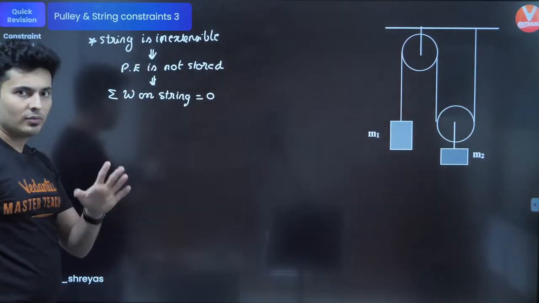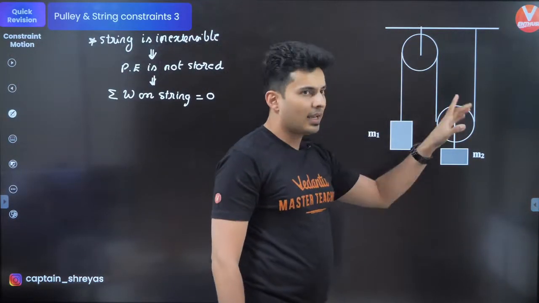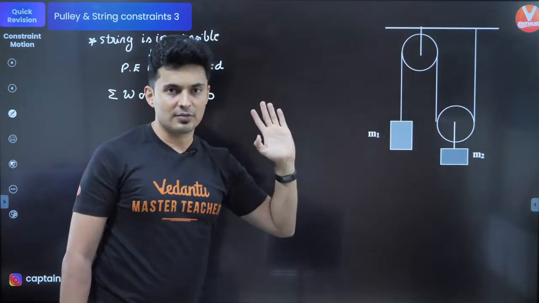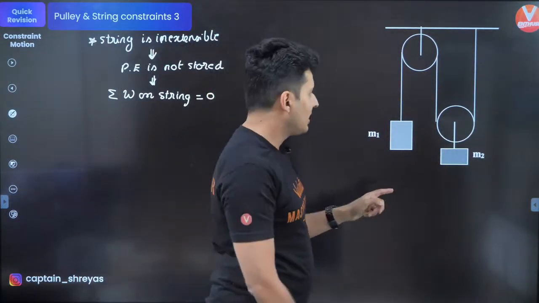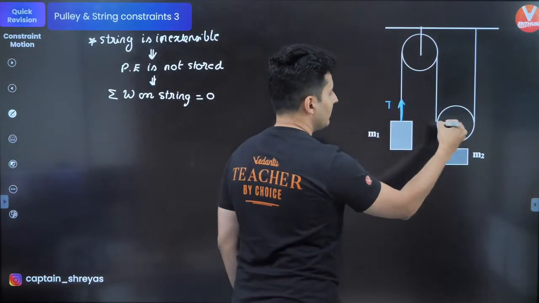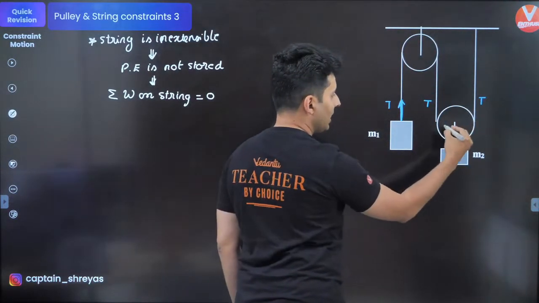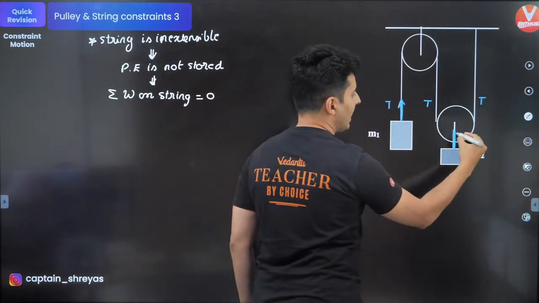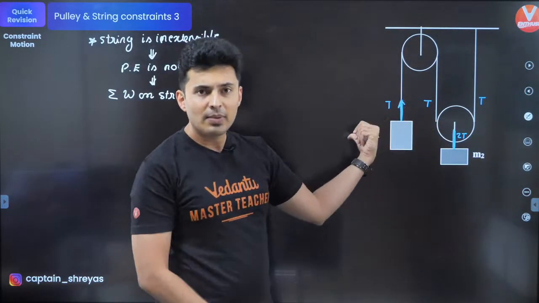Observe this carefully and let's try to solve the question. First of all, when you look at any system and you want to solve it by the third method, all you need is to mark the tensions first. Only then can you proceed with the problem. If this string has a tension of T, then because it's the same string, this will also have T, this will also have T, and obviously this string over here will have a tension of 2T.